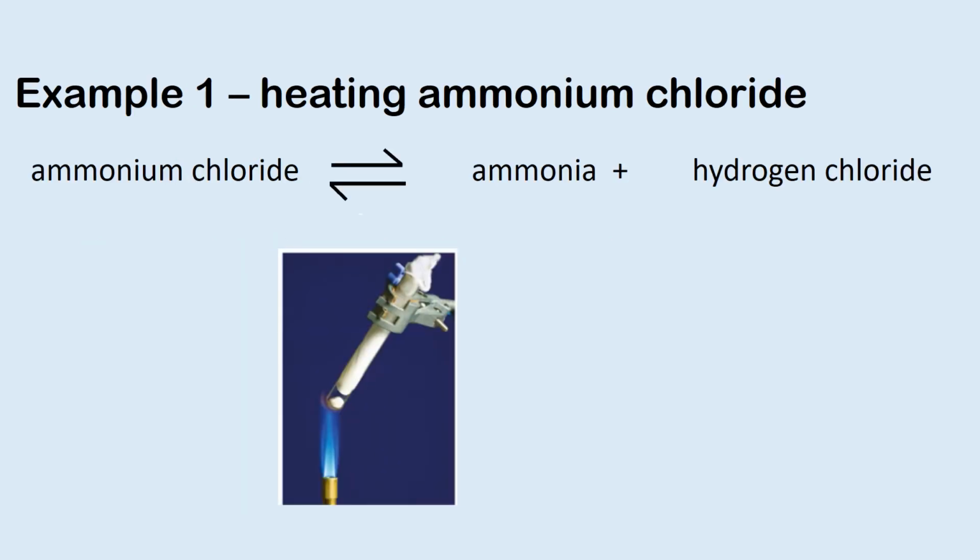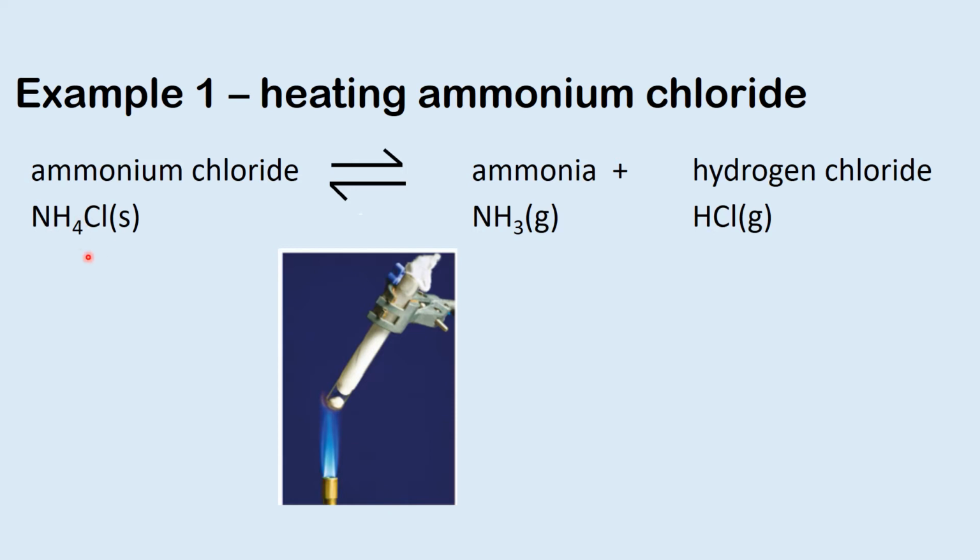Okay, so this is the first example. This one is mentioned in the specification, and that is heating something called ammonium chloride. So if you have a little look at the equation here, the ammonium chloride, when we heat it up, it's going to decompose or break up into ammonia and hydrogen chloride. So these are the chemical formula for these particular chemicals.